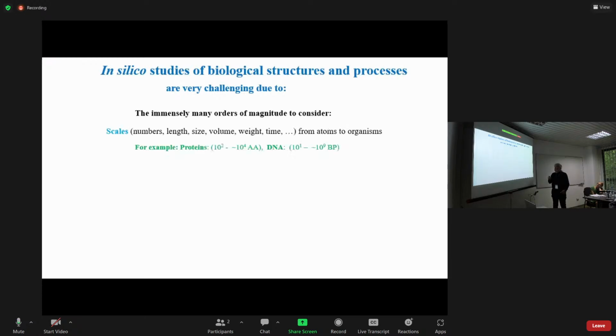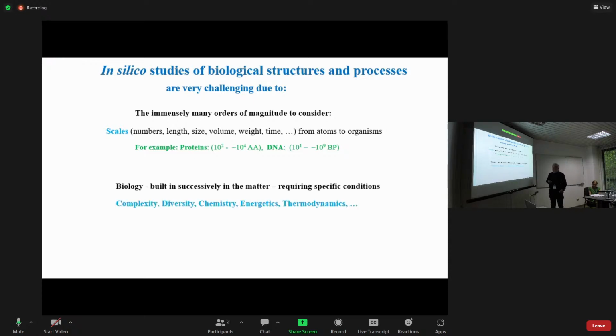But first, modeling is also called in silico studies. It's computations, it's studies taking place in a silicon chip, and so on. And when you do in silico studies on biological structures and processes, there are very many challenges there. And one is, of course, the incredible number of orders of magnitude in length and time scales and other scales.